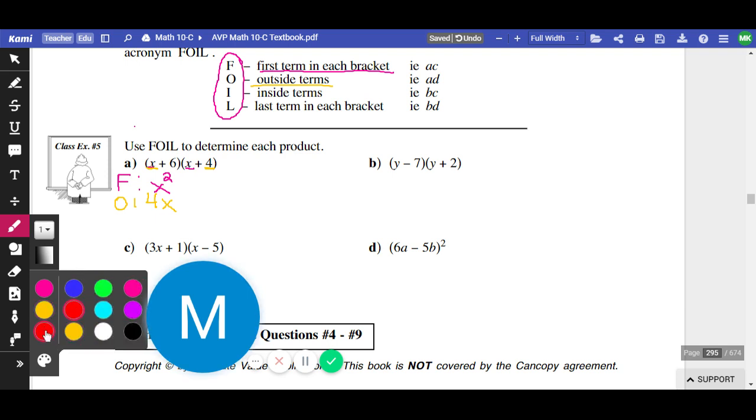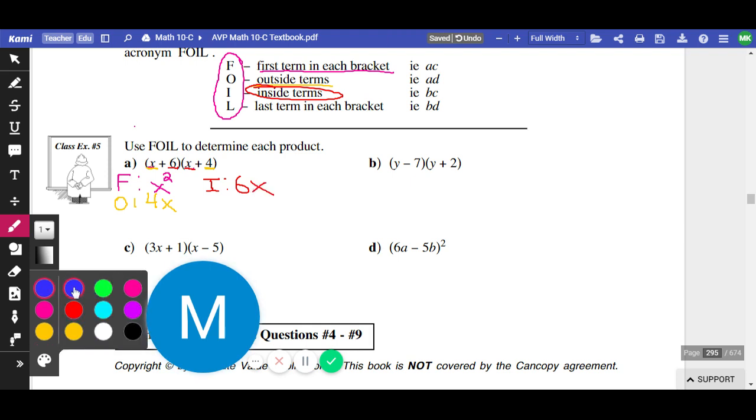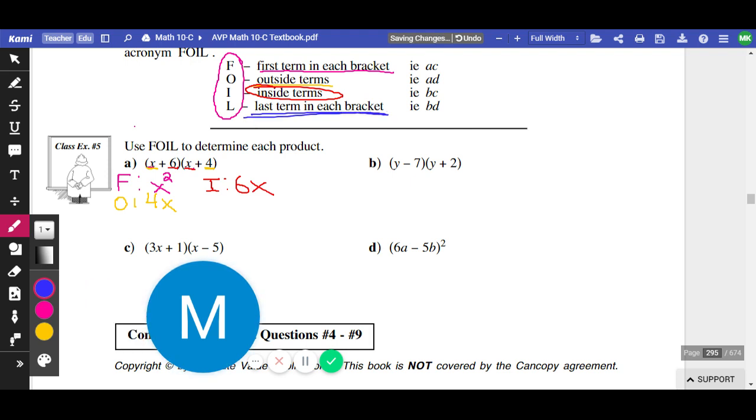The I in FOIL stands for inside terms. That means, again, if you're looking at it as a sandwich, those are the two middle terms right here, inside of the sandwich. 6 times x becomes 6x. And L, which is the one that I like the least, stands for the last term in each binomial. So the first binomial's last term is 6, the second binomial's last term is 4. 6 times 4 gives you 24.